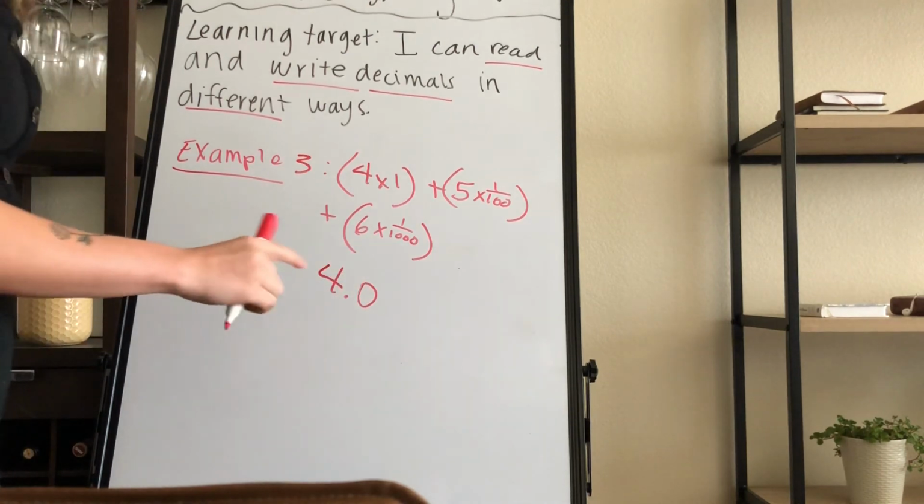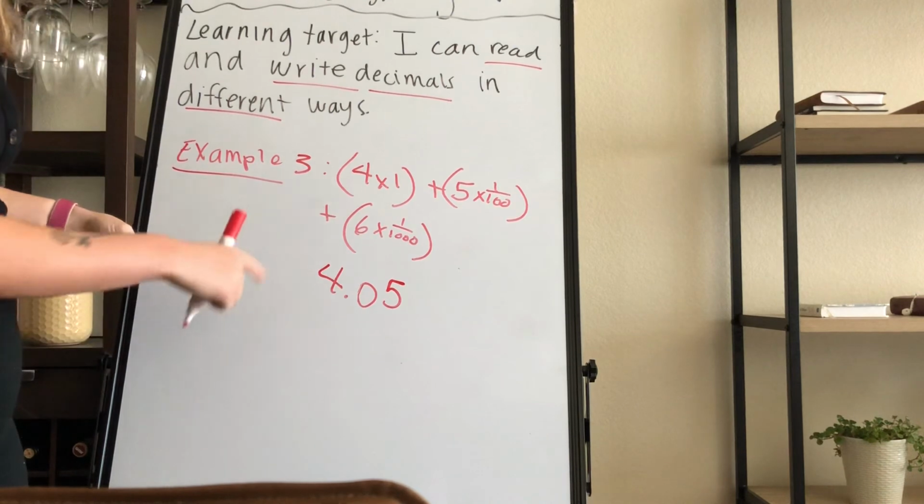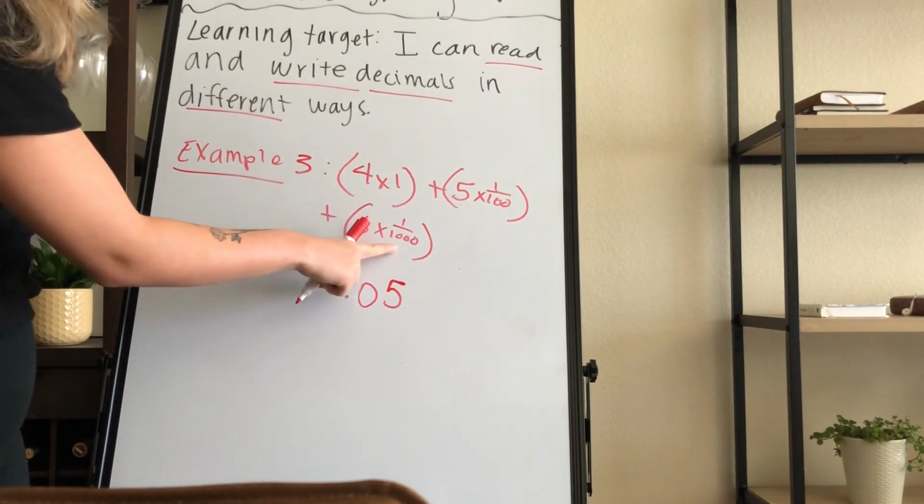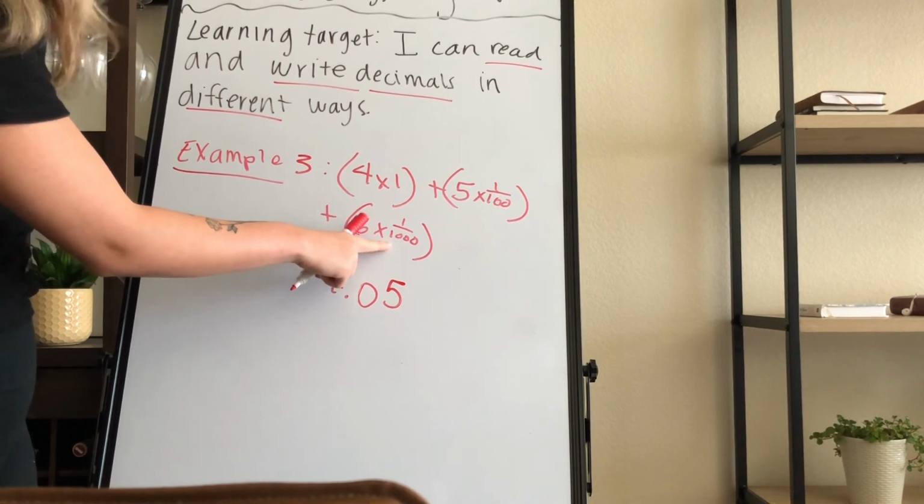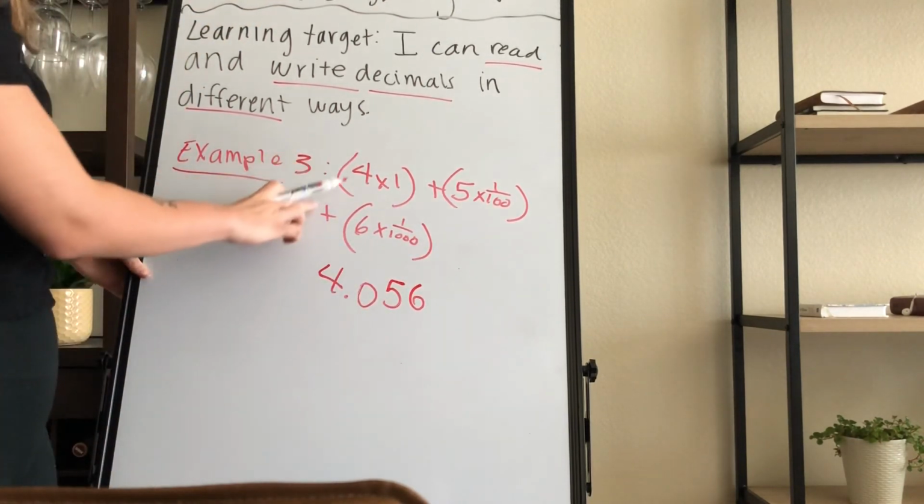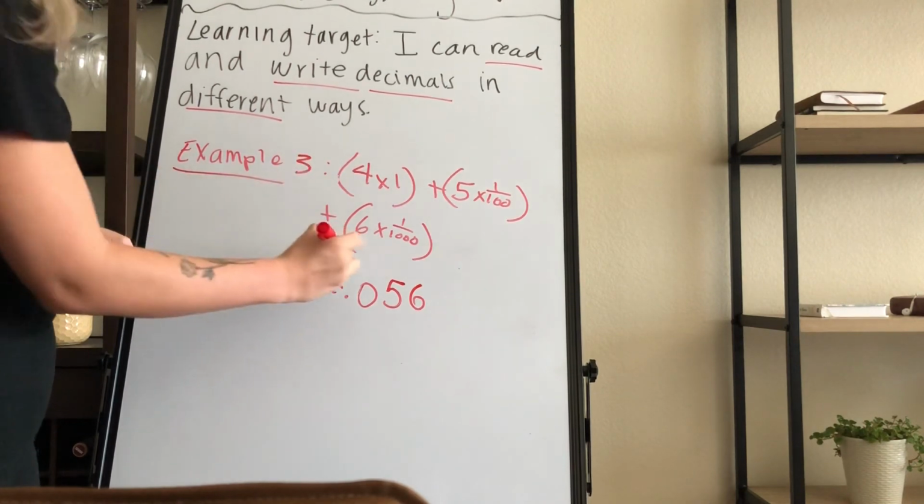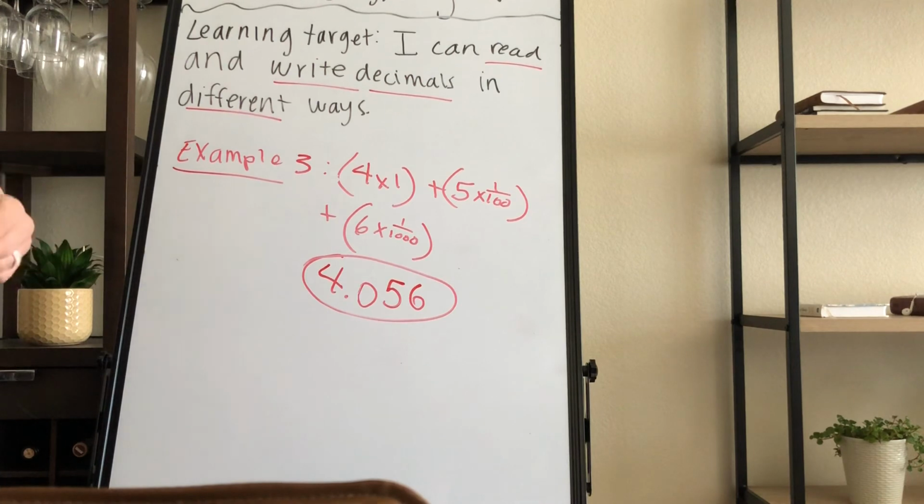Okay, now we have a 5. That'll go in our hundredths place. Next up, 6 times 1,000. Sorry, 6 times 1 over 1,000. That would be your thousandths place. So we can put our 6 right there. So here are our numbers in expanded form. Here is our decimal in standard form. Make sure you guys copy that down.